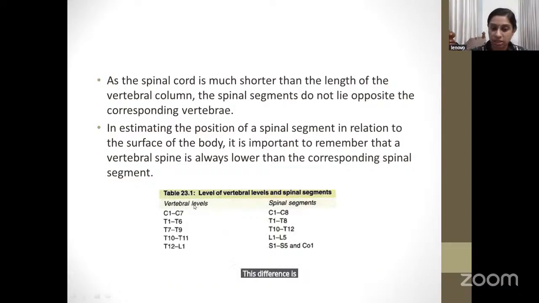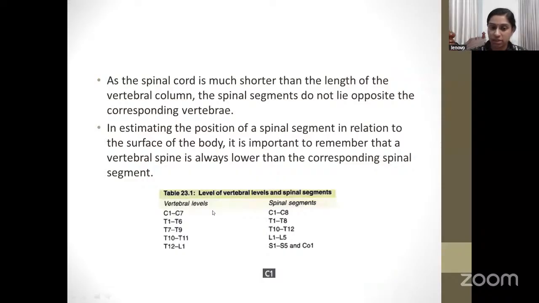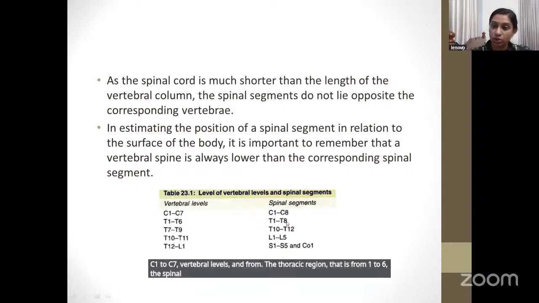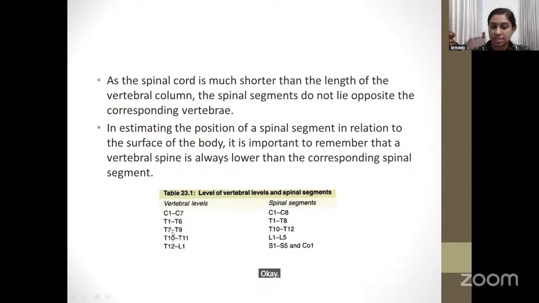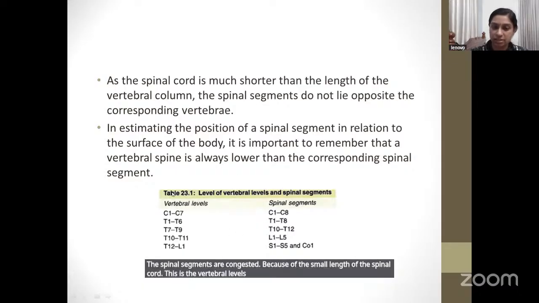So at the vertebral levels of C1 to C7, that's 7 cervical vertebrae, there are 8 spinal nerves. So spinal segments C1 to C8 are enclosed within the C1 to C7 vertebral levels, and from the thoracic region, T1 to T6 vertebral levels, the spinal segments 1 to 8 are enclosed. Okay, from T7 to T9, T10 to T12 spinal segments are there. That is, the spinal segments are congested because of the small length of the spinal cord. These are the vertebral levels and the corresponding spinal segments. Okay, this is due to the disharmony between the length of the spinal cord and the vertebral column.